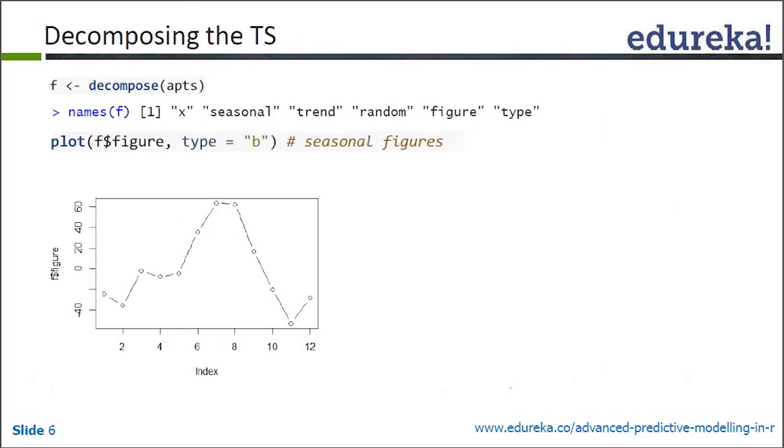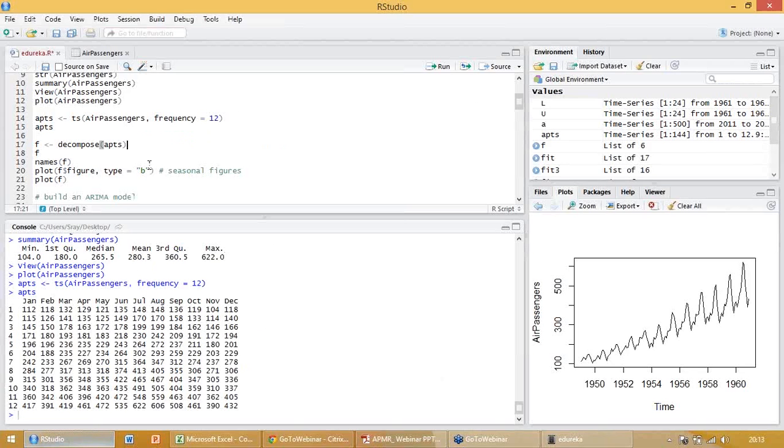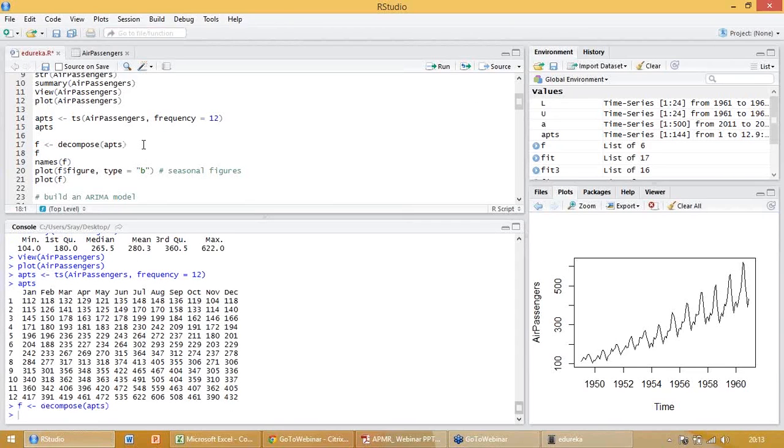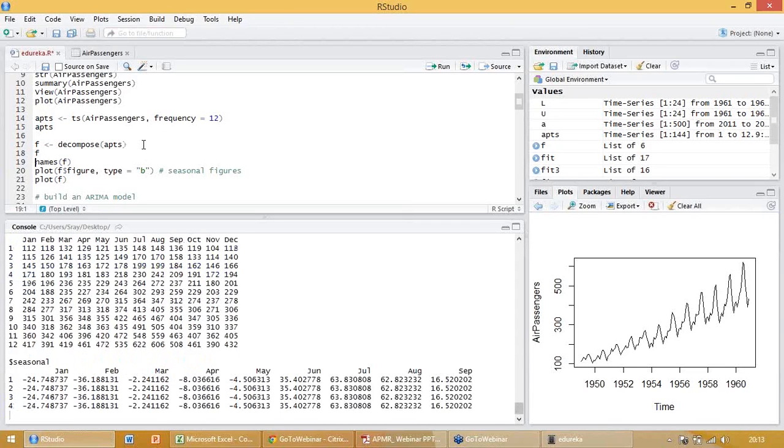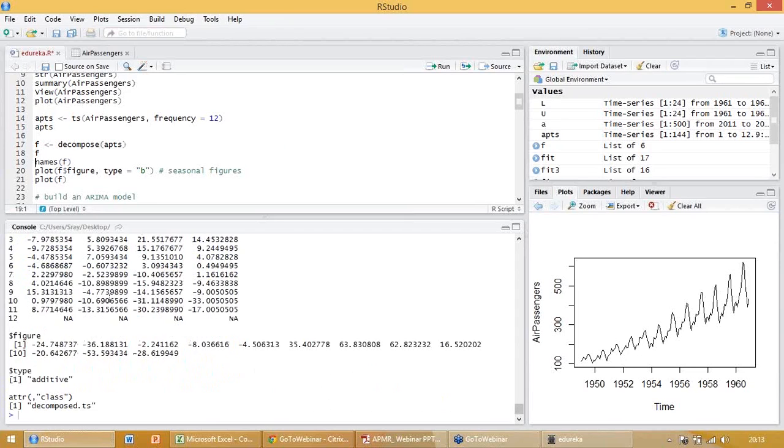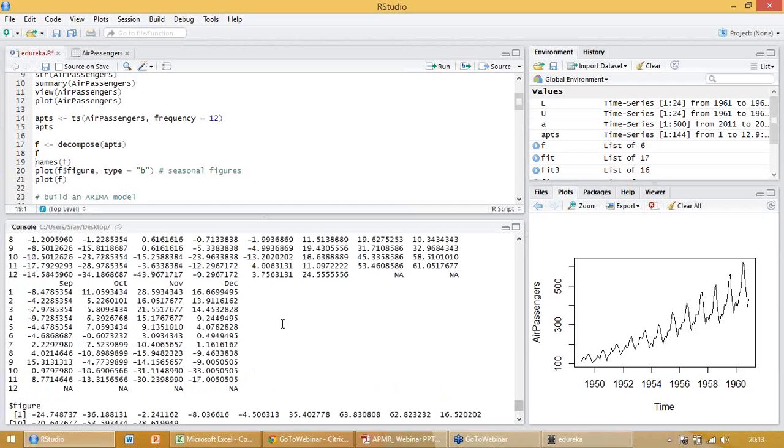Now let's move forward. I decomposed the data. When I decompose the data, it shows that the data has seasonality, trend, and randomness. Figure is the original figure and time is the time series data. Then I'll plot this and see how my data looks. I'll show it in R. I've decomposed the data, so I'll show you the entire output.